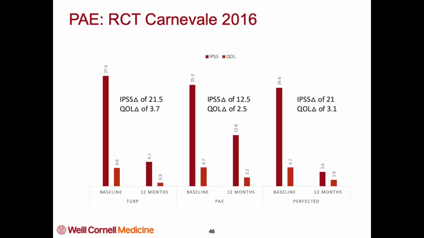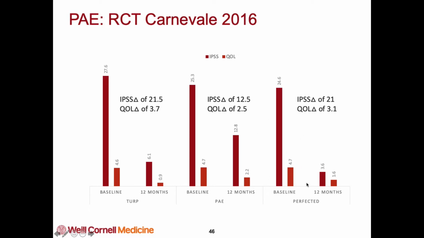The second study was done by Carnevale in 2016, and the study itself is a little convoluted because they have 3 groups. It started out as a randomized controlled trial between TURP and PAE, and what they found was that PAE did not improve the IPSS scores as much as they thought. So this is where Carnevale came up with a perfected technique, which is where most of us are. That's the way we embolize the prostate. You'll embolize first proximally, and then you'll get the catheter deeper into the prostate and embolize subsequent to that. And the randomized control part was this. The non-randomized comparison was this.